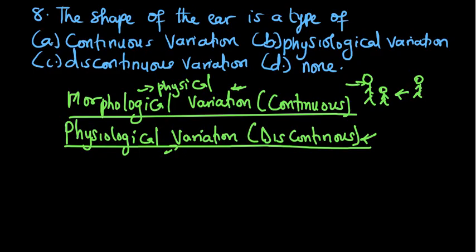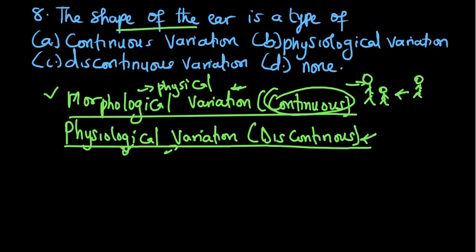And another name for morphological variation is continuous, and another name for physiological variation is discontinuous. Now, they said the shape of the hair. If you look at the shape of the hair, it's something you can easily identify. So it is what? Morphological variation. Now look at the method they used to give us the option. They didn't say morphological variation, but they gave us continuous variation.